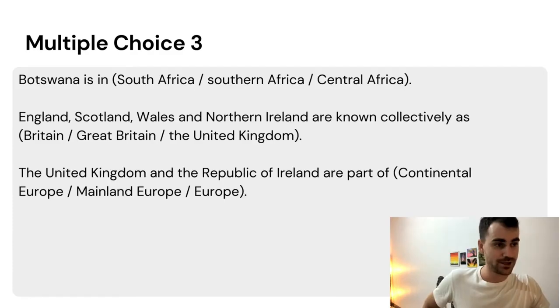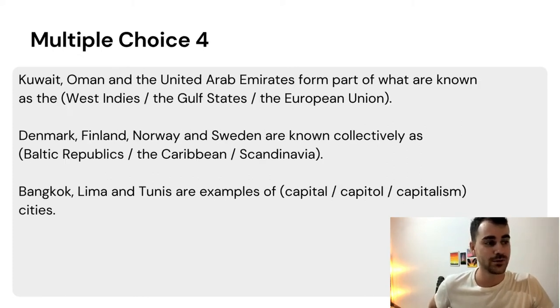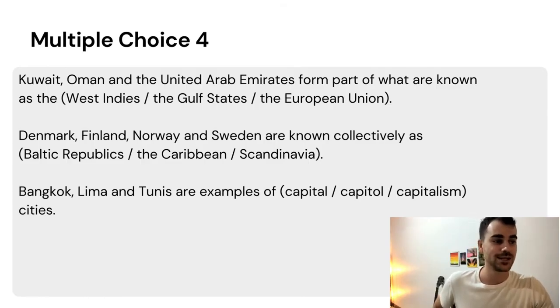Multiple choice, page 3. Botswana is in Southern Africa. England, Scotland, Wales, and Northern Ireland are known collectively as the United Kingdom. The United Kingdom and the Republic of Ireland are part of Europe, not continental Europe. Okay, multiple choice, page 4. Kuwait, Oman, and the United Arab Emirates form part of what are known as the Gulf states. Denmark, Finland, Norway, and Sweden are known collectively as Scandinavia.